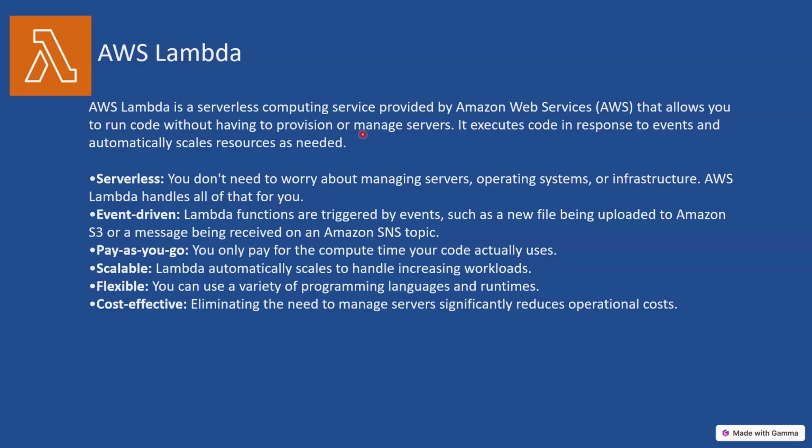So basically, whatever code I have written, if that code is very small in size, and I know it takes a short duration, that it would not take more than 5 minutes and does not need much memory, then AWS Lambda is the best place to move that code from EC2, and it is cost effective as well, right? So what are the main points of AWS Lambda? It's serverless. You don't need to worry about managing servers, operating system, infrastructure, anything. AWS Lambda handles all of it for you.